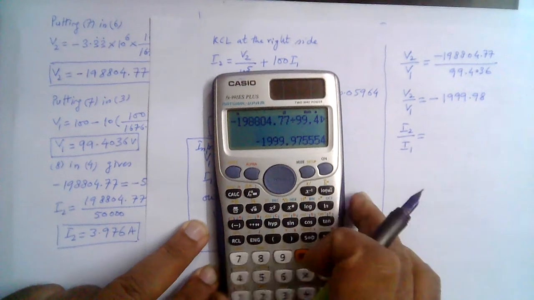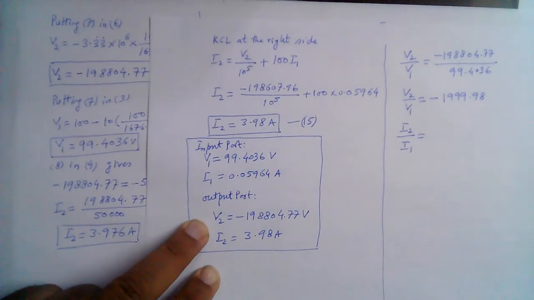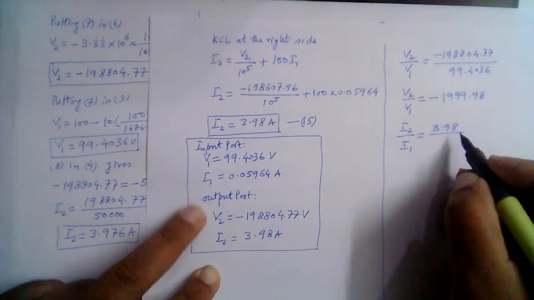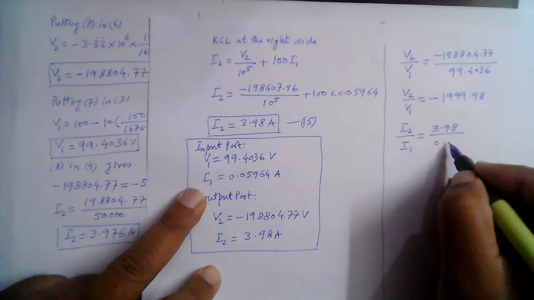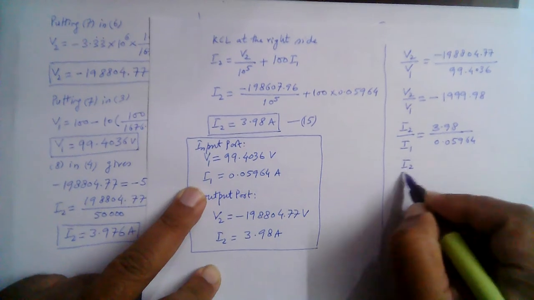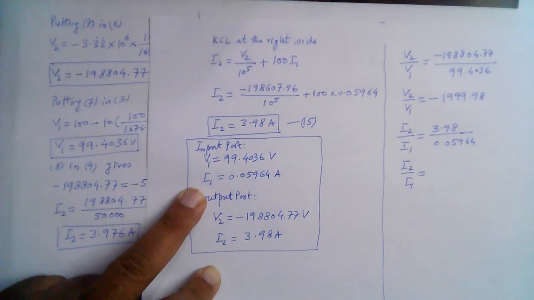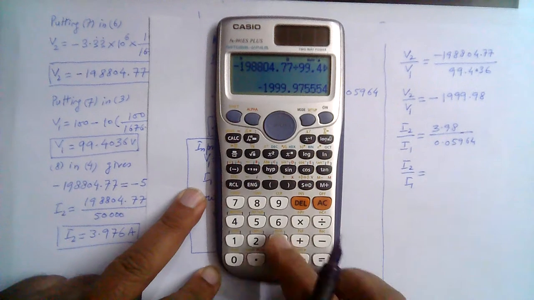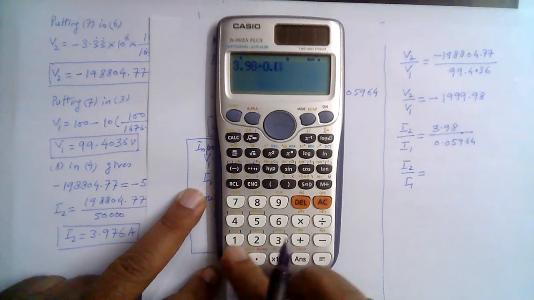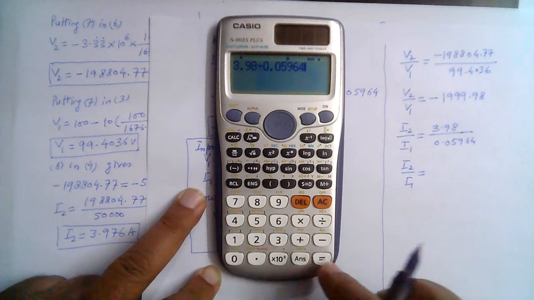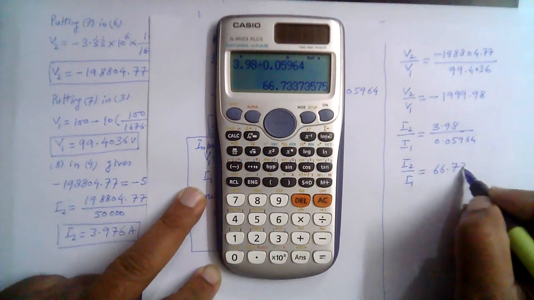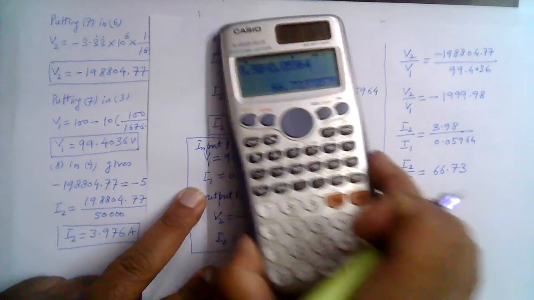Similarly, we can find out the current gain. So I2 divided by I1. So I2 is 3.98 and I1 is 0.05964. So I2 divided by I1, the current gain is 3.98 divided by 0.05964, and that is equal to 66.73. Voltage gain and current gain we have found.